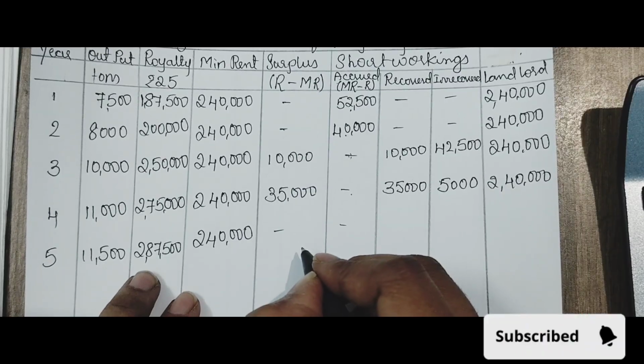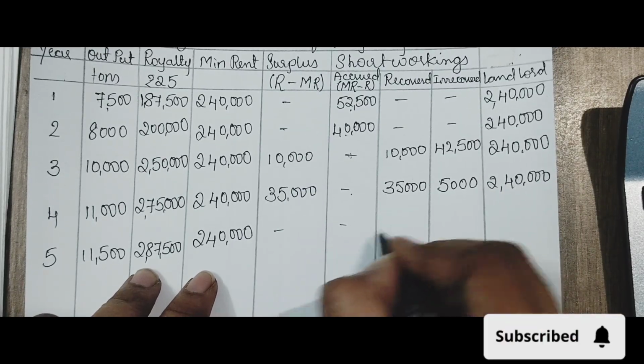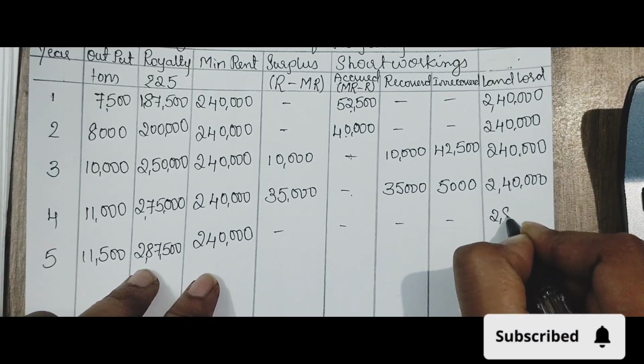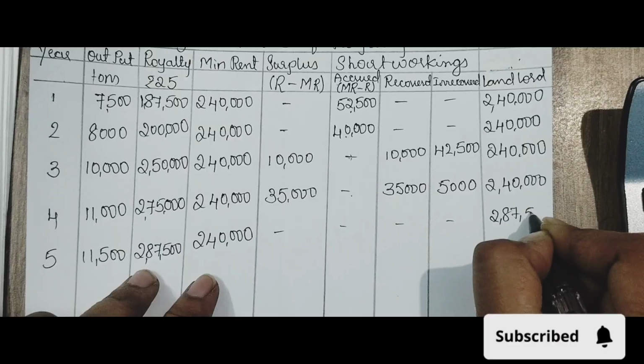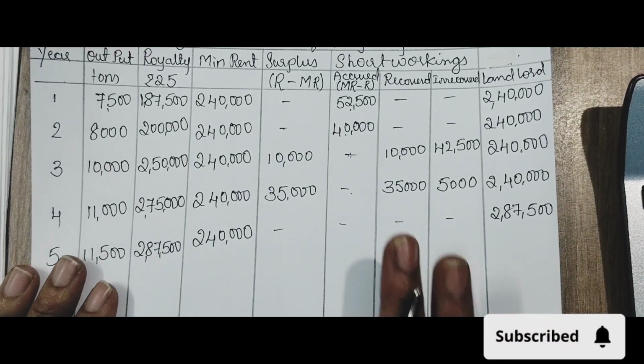Still there is a surplus. You can't consider it because you can't recover it. Whatever there is in the royalty column, you are paying to the landlord. That is 2,87,500. This is the analysis table. Our analysis table is done.